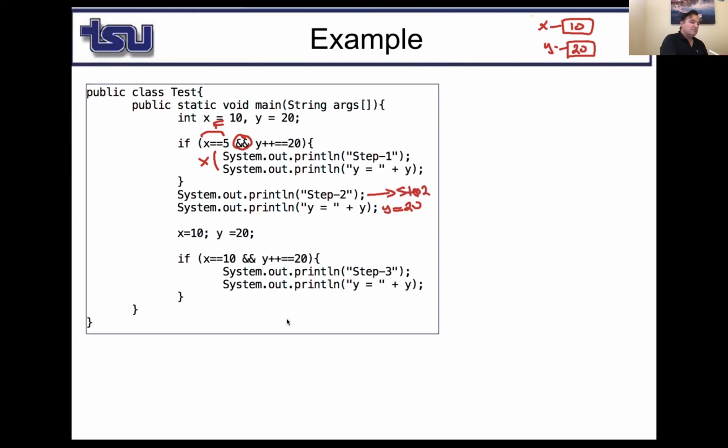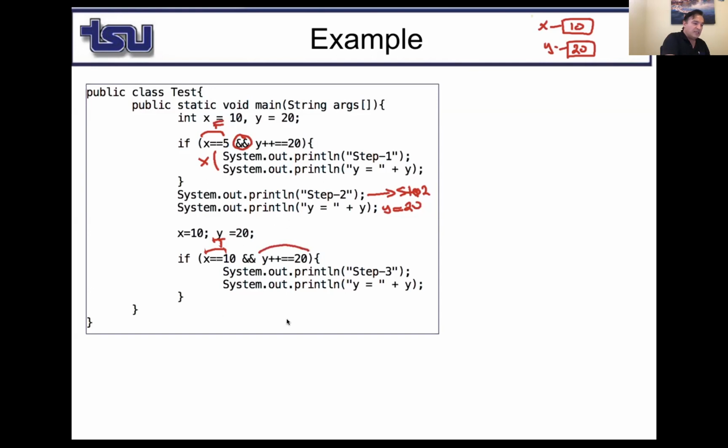So then I assign x 10, y 20, which is already the case. This time, this is true. So if the first one is true, is it enough to conclude that the composite statement is true? No, we cannot do that. If the first one is true, we need to check the second one. If the second one is also true, the composite statement is true. Therefore, I'm going to go and execute this one.